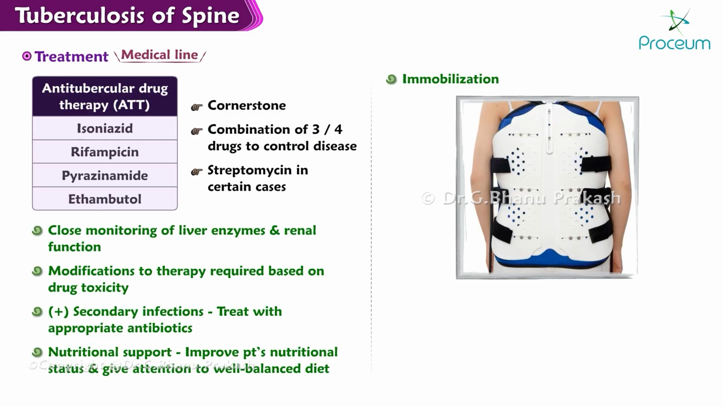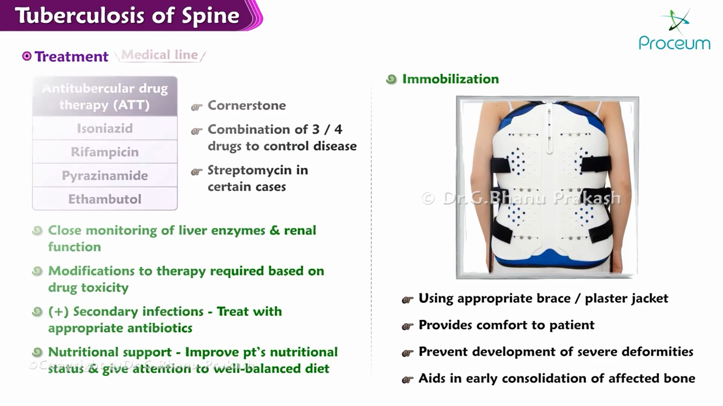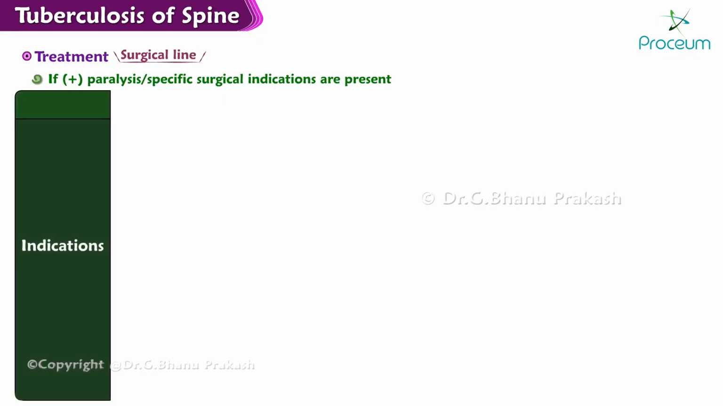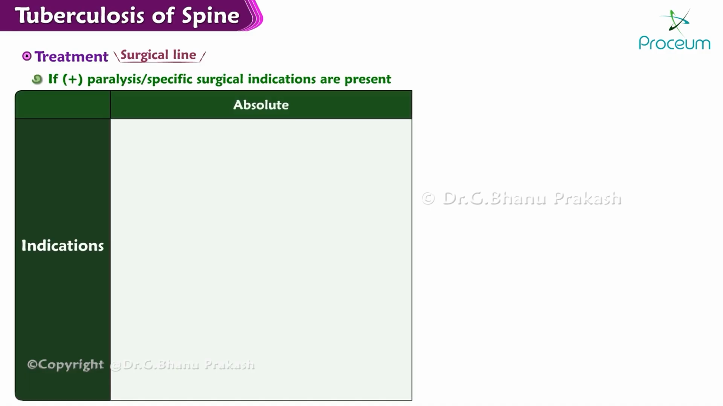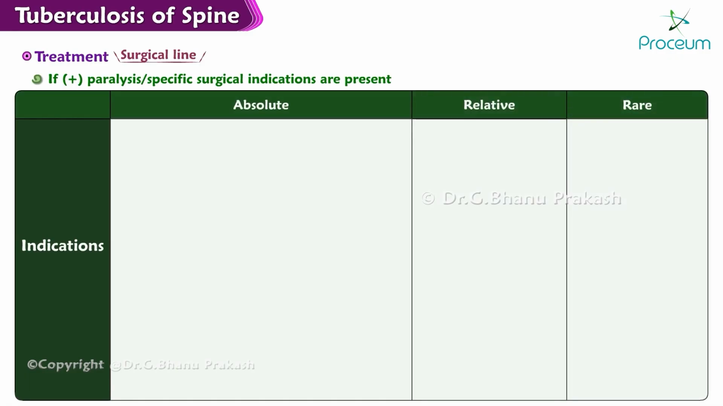Immobilization. Immobilizing the spine using an appropriate brace or plaster jacket helps provide comfort to the patient and prevent the development of severe deformities. It also aids in the early consolidation of the affected bone. Surgical line of treatment. Surgery is indicated when there's paralysis or specific surgical indications are present. The indications for surgery are categorized as absolute indications, relative indications, and rare indications.